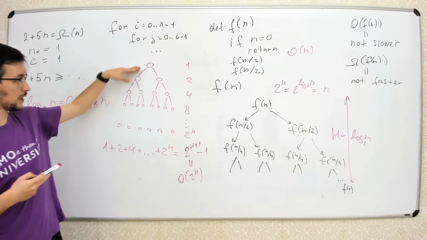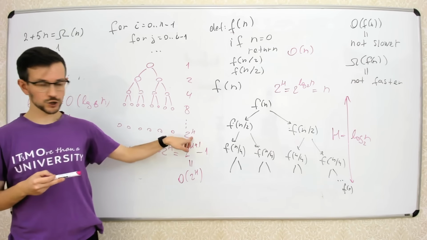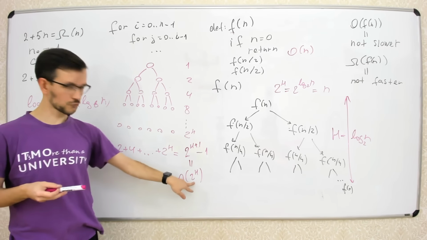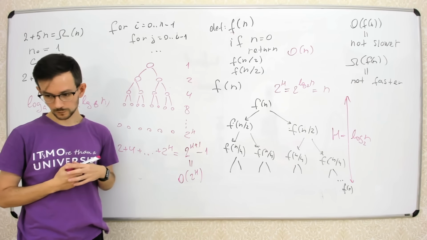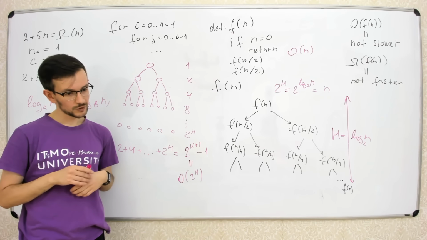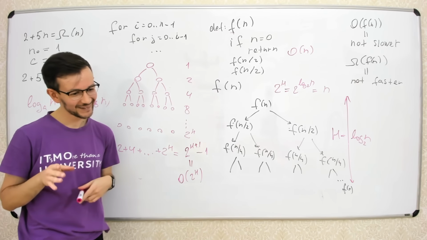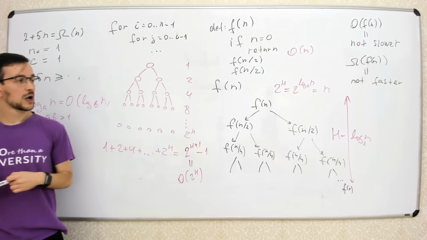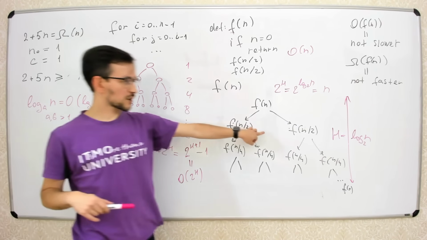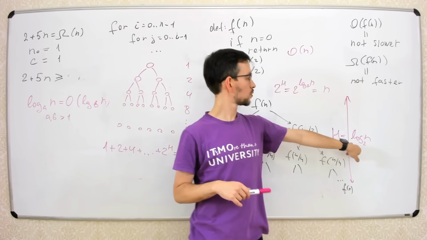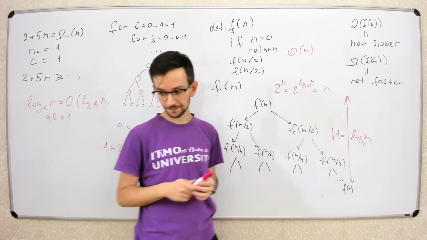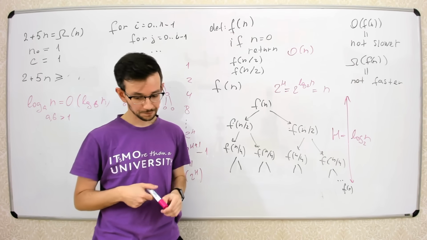So when you have a tree of height h, the total number of elements in this tree will be big O of 2 in the power of h. Is it more clear now? Okay, I hope now it's more clear. And now here the height is logarithm base 2. So if you have 2 in the power of logarithm base 2 of n, you will have n. Cool.